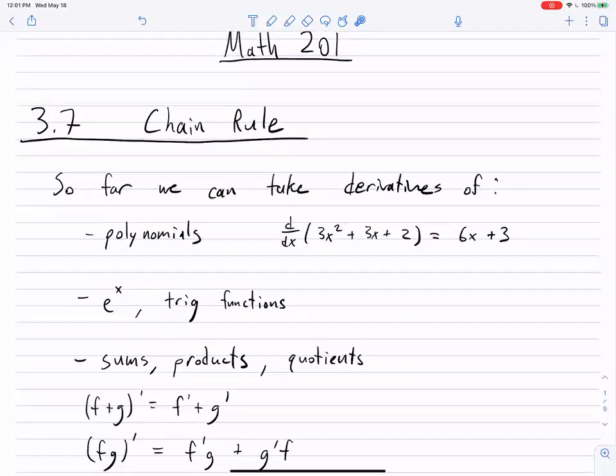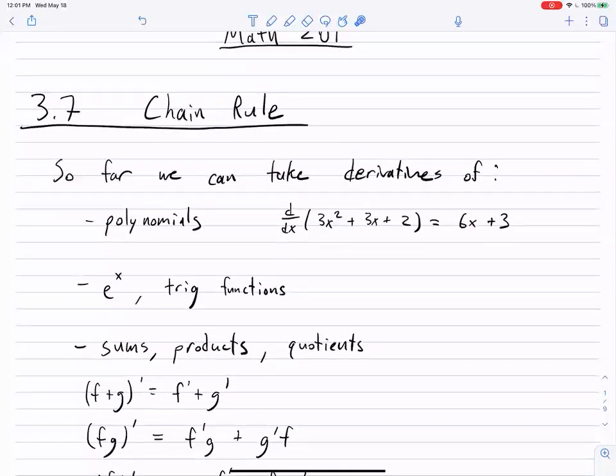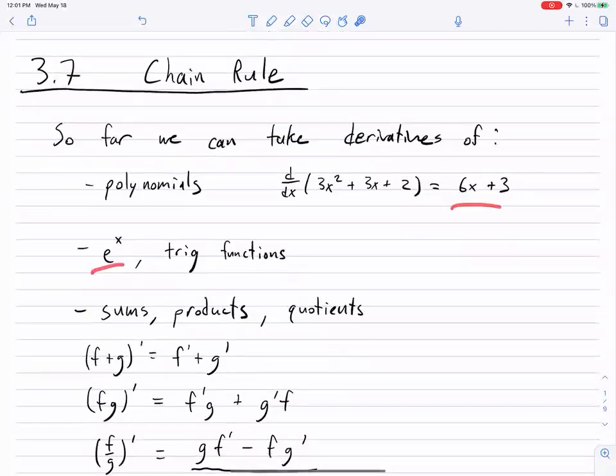So let's remind ourselves of what we're able to take derivatives of so far. We know how to take derivatives of polynomials, right? Any polynomial, we can take the derivative just using the sum rules and power rule. We know how to take the derivative of e to the x, trig functions. I could also add natural log, ln of x. We know how to take the derivative of that too.